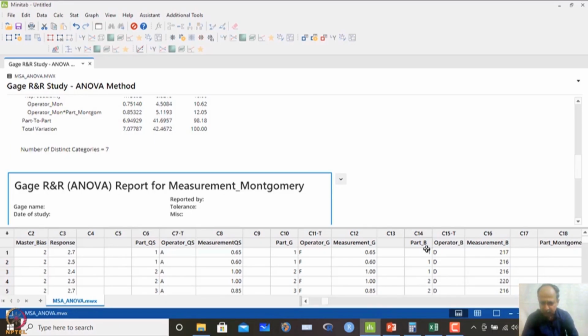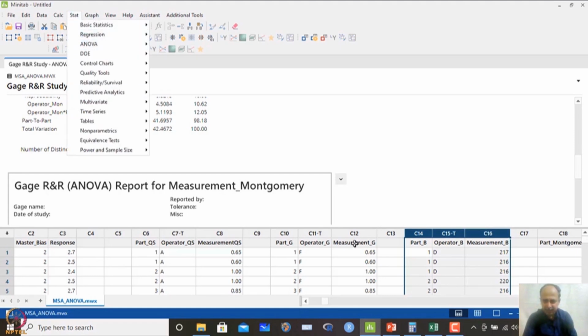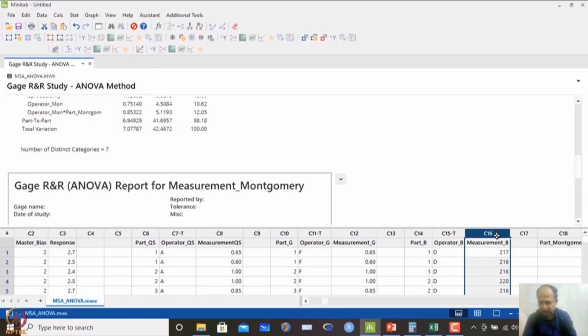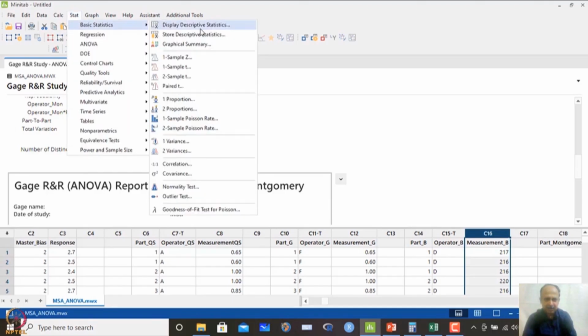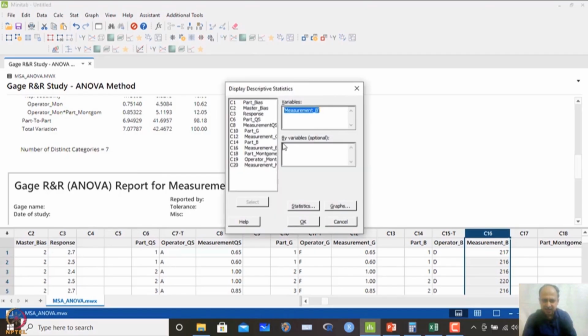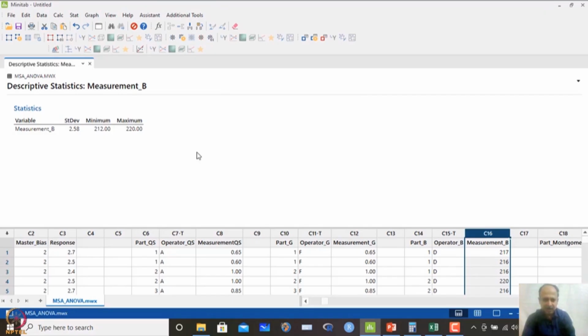So, let us take one more example where the instrument is not so perfect. So, this is columns 14, 15, 16 I am considering over here. Let us do this second one. Before that, let me see what the process variability is. See C16. We can just display the statistics and see the variation of this, and the standard deviation is around 2.6.